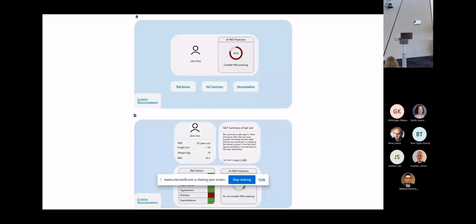So in this case, we show the risk factors. As you can see here, also we show like diabetes, it's red, so he doesn't have it. And then the hypertension, so the patient doesn't have it. Hypertension is, he has this disease. And then in this case, you don't see the score, but we don't recommend to do the screening because we are confident that the patient doesn't have a PAD. We have also some summary that we extracted using natural language processing with AI.